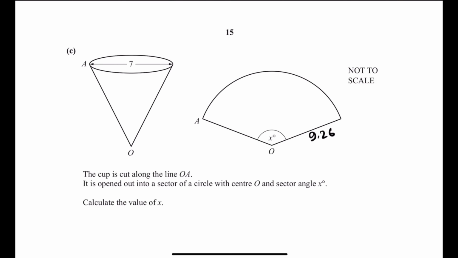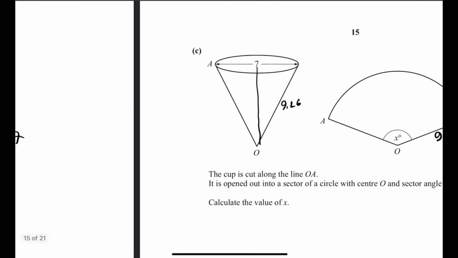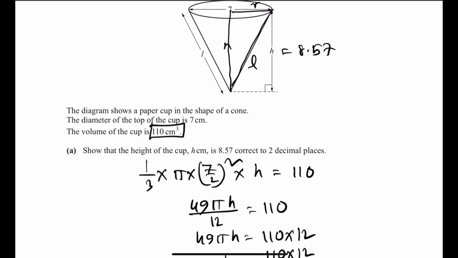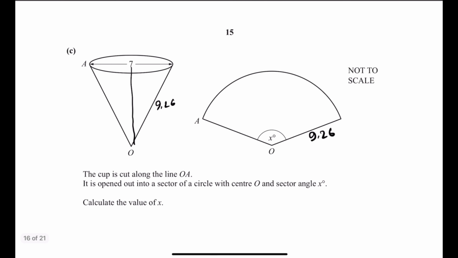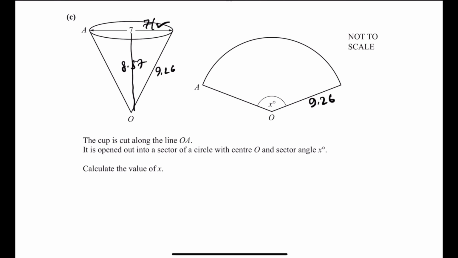Okay. And the height is 8.57. This is 7 by 2. The total surface area of this cone is pi r L. Pi into 7 by 2 into L. I mean L is here 9.26.